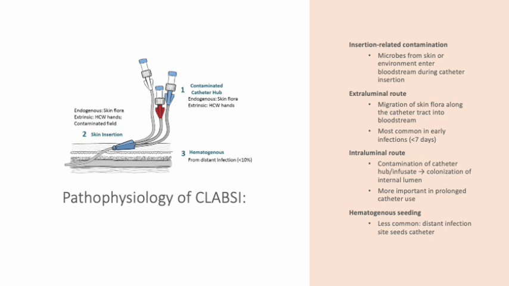Skin or environmental microbes can directly enter the bloodstream during catheter insertion. Skin flora migrates along the catheter tract, especially causing early infection less than 7 days after insertion. Later on, the infection arises from contamination of the catheter hub or the infusate with colonization of the internal lumen. Rarely distant infection sites may seed the catheter through the blood.